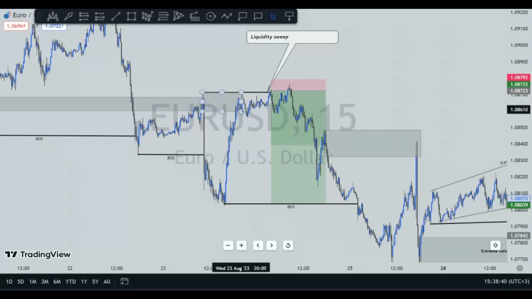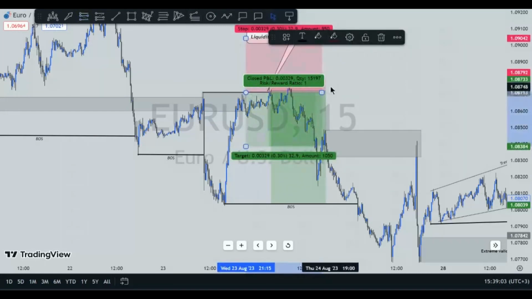So this is the order block. It is the highest, the extreme order block right here. Now, what if I entered a short position from here? Let's see.